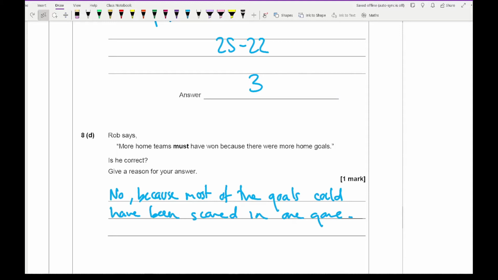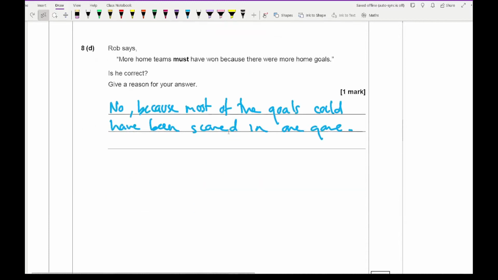You could also say that the home team scored 0 in 9 matches and 25 in the first game. So again, very similar to what we've got. So something along those lines, but I would say this is probably the most popular answer.